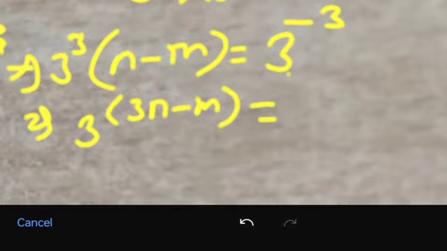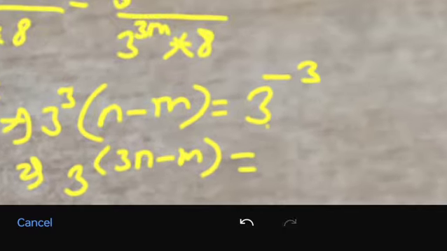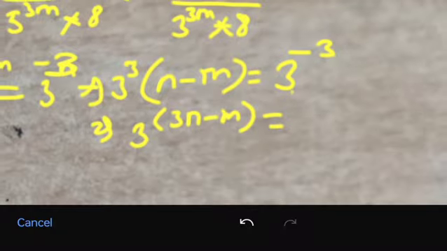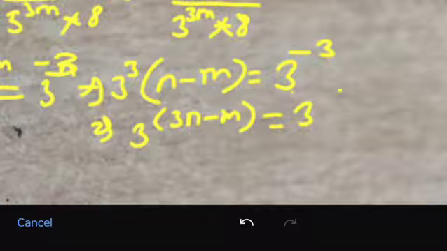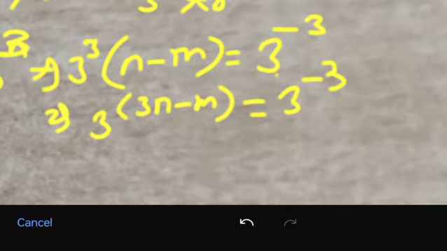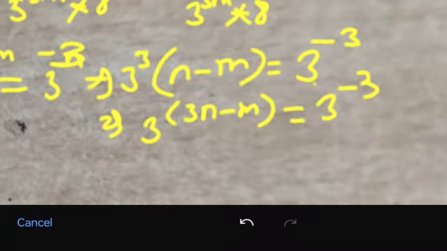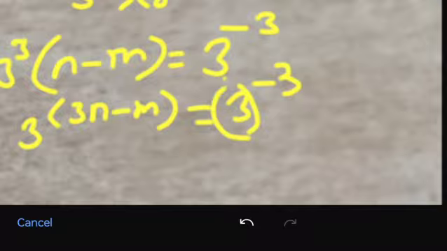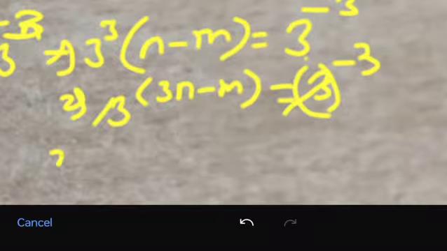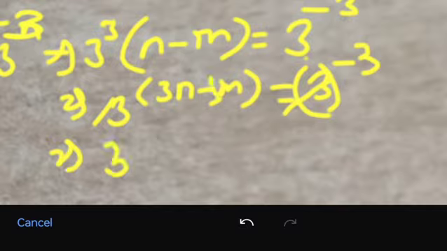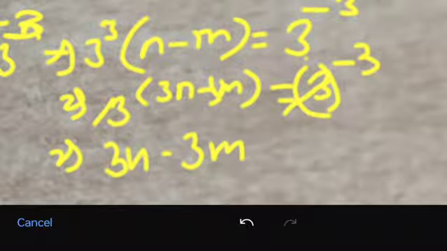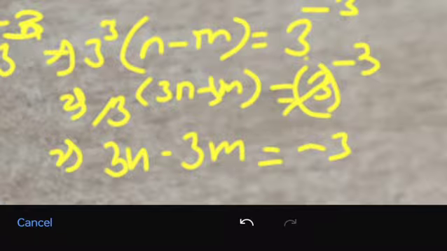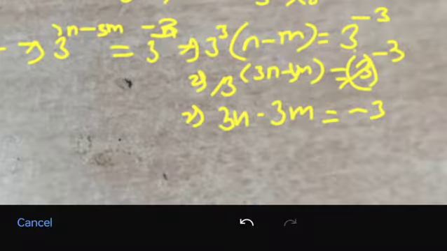So again, what do we get? So this is 3 raised to power minus 3. So let's just take this thing only. So just cancel this 3. We got 3, and this is 3m minus 3m, which is equal to minus 3. We have to prove that m minus n, and we got n minus m.